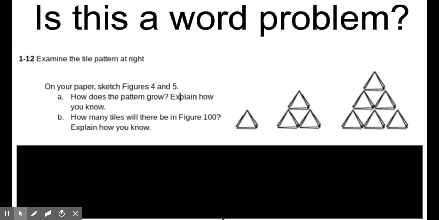The problem says, examine the tile pattern at right. On your paper, sketch figures 4 and 5. How does the pattern grow? Explain how you know. B, how many tiles will there be in figure 100? Explain how you know. Okay, so with this, the first thing you're going to do is think about drawing something, but then there's that key word, explain, which means you're going to have to write an answer in complete sentences. So, guess what? This is a word problem.